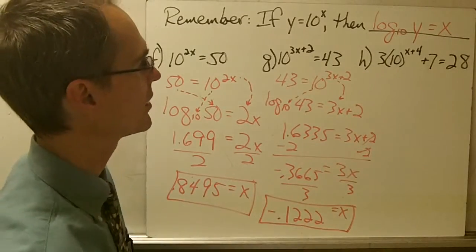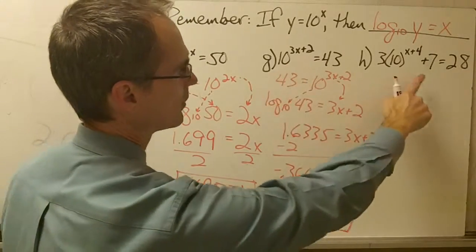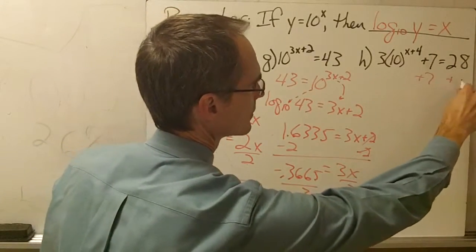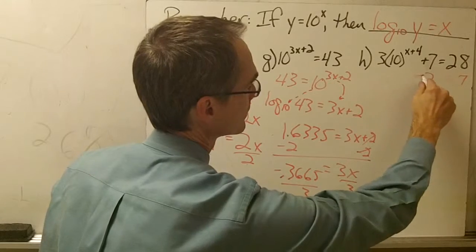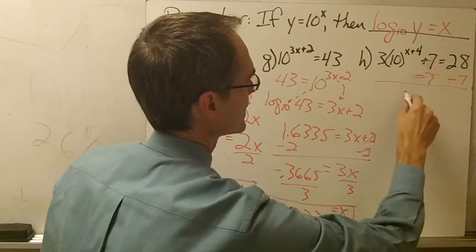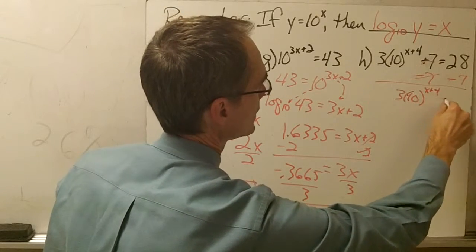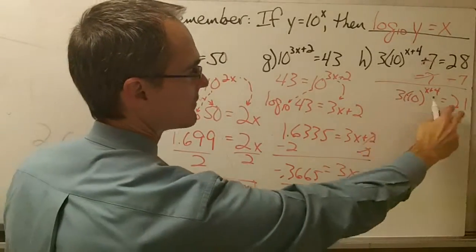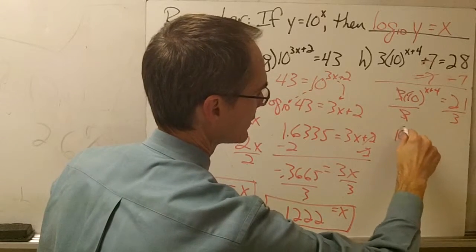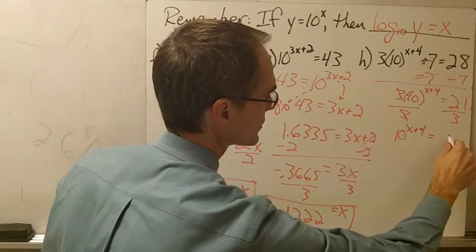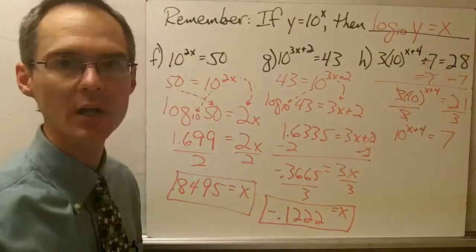All right, let's try this one. Now here, I'm going to have to do a little bit of algebraic manipulation before I've got it in this form. If I subtract 7 from both sides, my 7's go away, and I've got 3 times 10 to the power of x plus 4 equals 21. Now if I divide both sides by 3, then my 3 is going to go away over here, and I've got 10 to the power of x plus 4 equals 7. Now I have it in this form, which means I can change it into a logarithmic form.